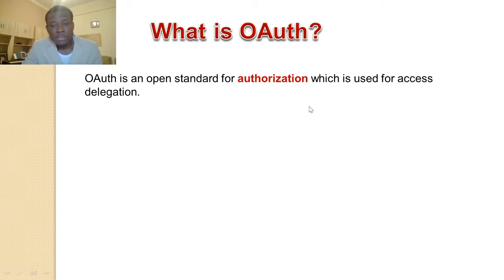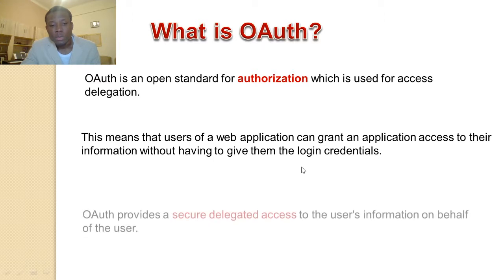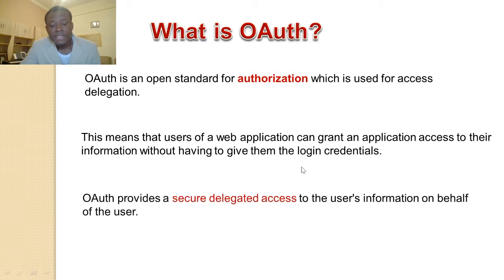Alright, so as I mentioned, OAuth is an open standard for authorization used for access delegation. It means that users of a web application can grant an application access to their information without having to give them their usernames and passwords, right? So OAuth provides secure delegated access to users' information on behalf of the user.